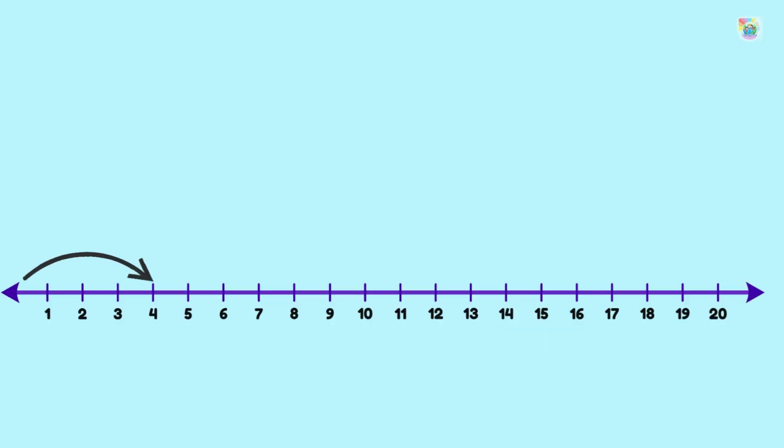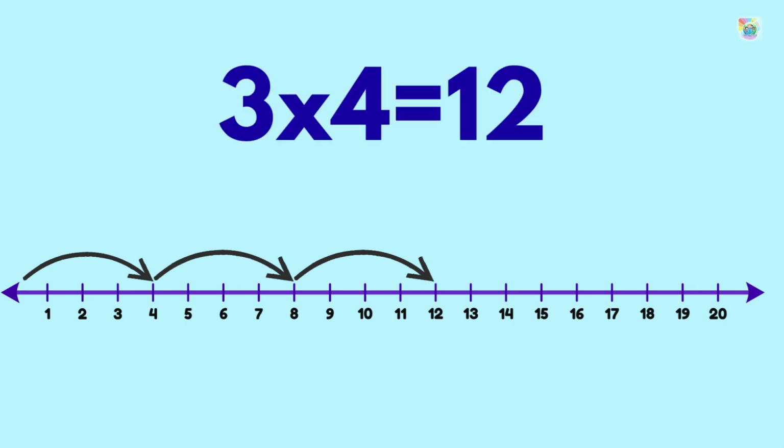Now let's learn multiplication using a number line. A number line helps us jump forward. Let's try. 3 jumps of 4. Start at 0. Jump 1, 4. Jump 2, 8. Jump 3, 12. So, 3 times 4 equals 12. Great job!